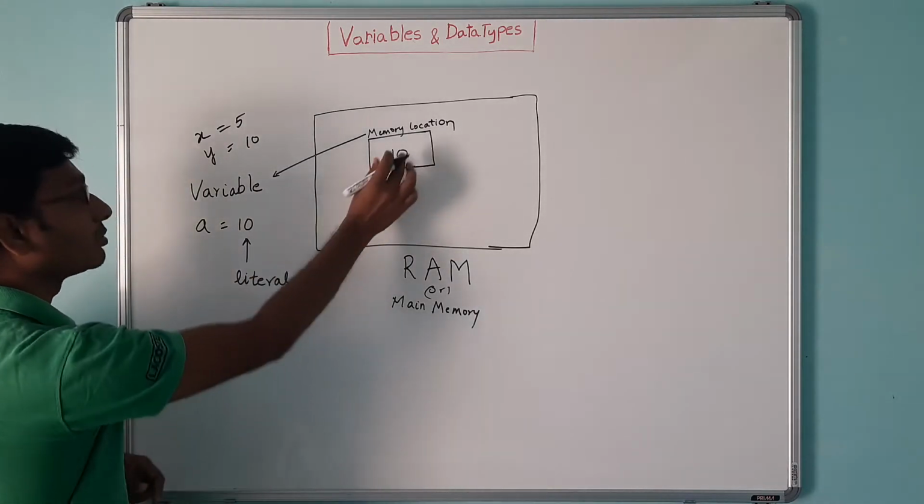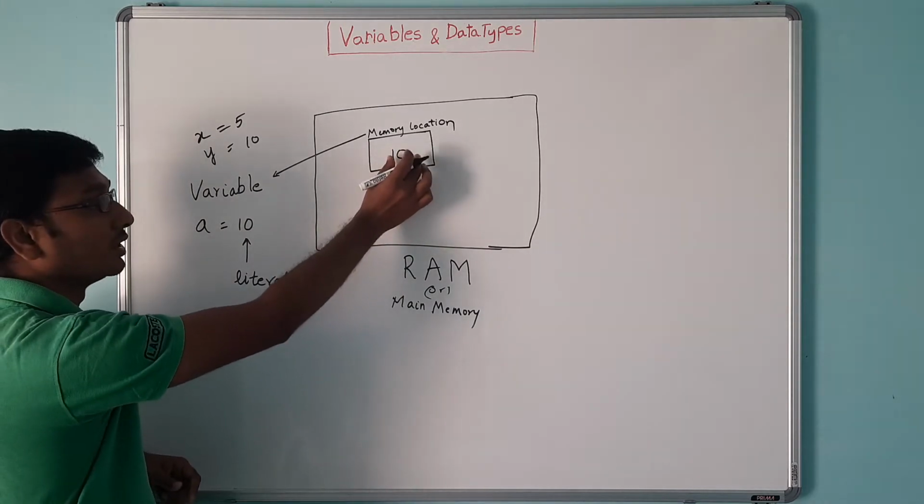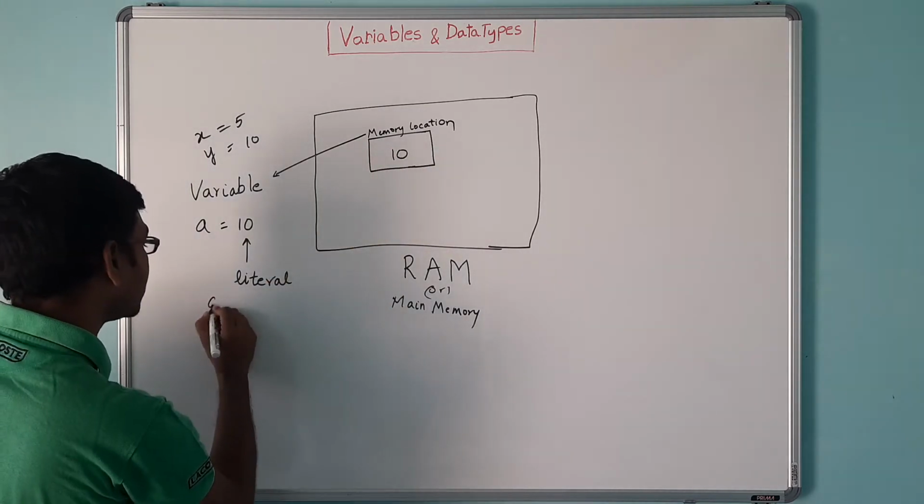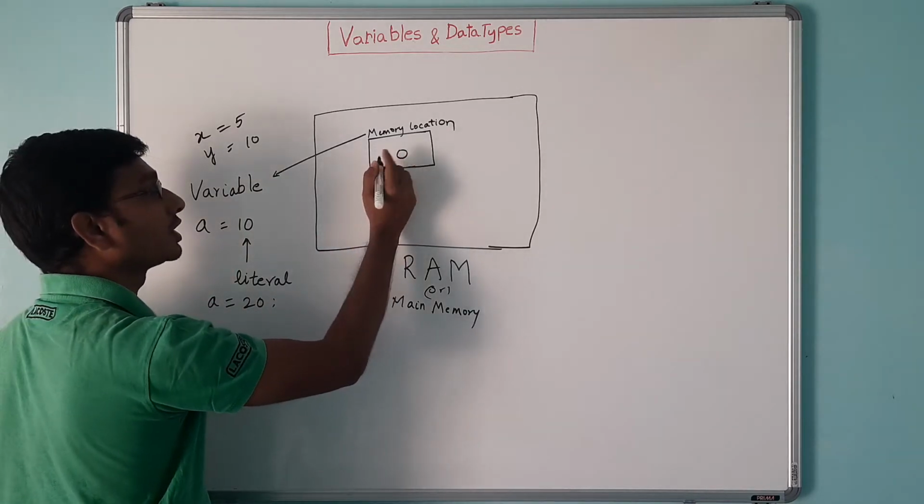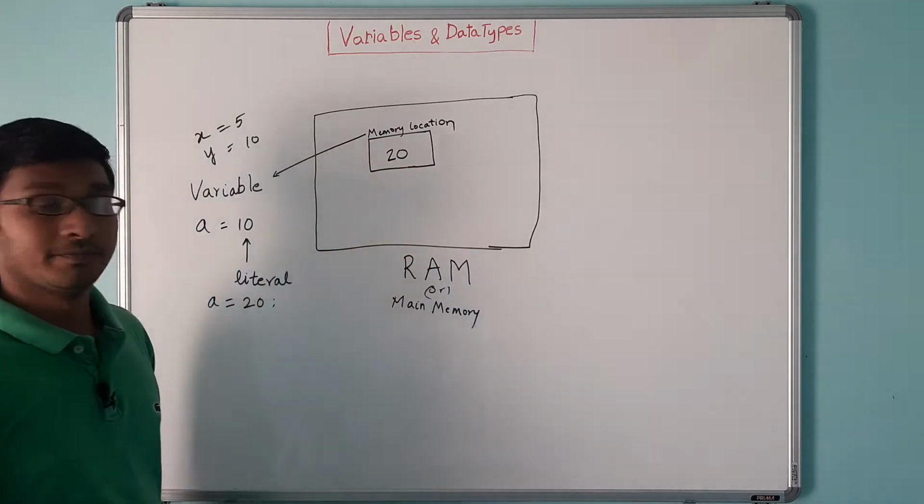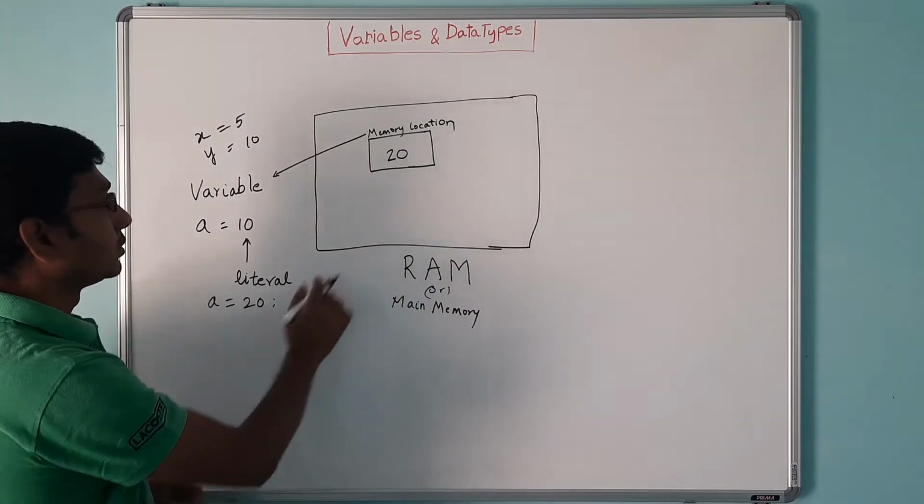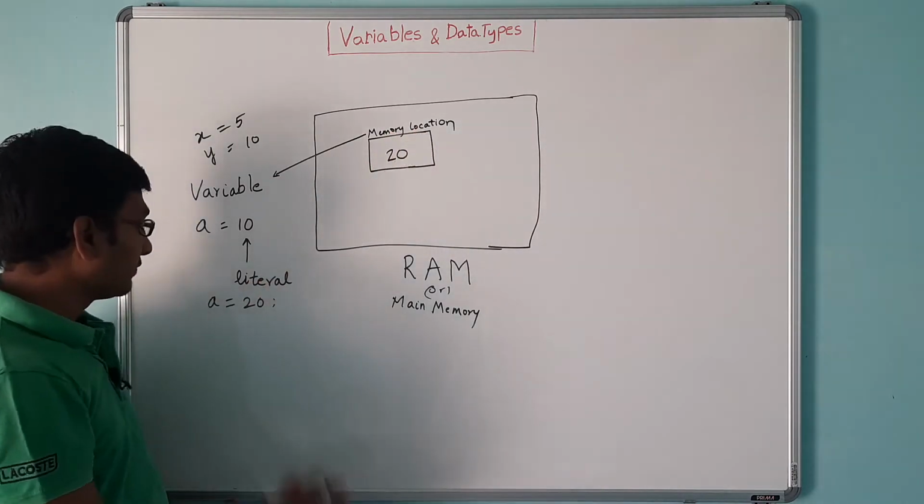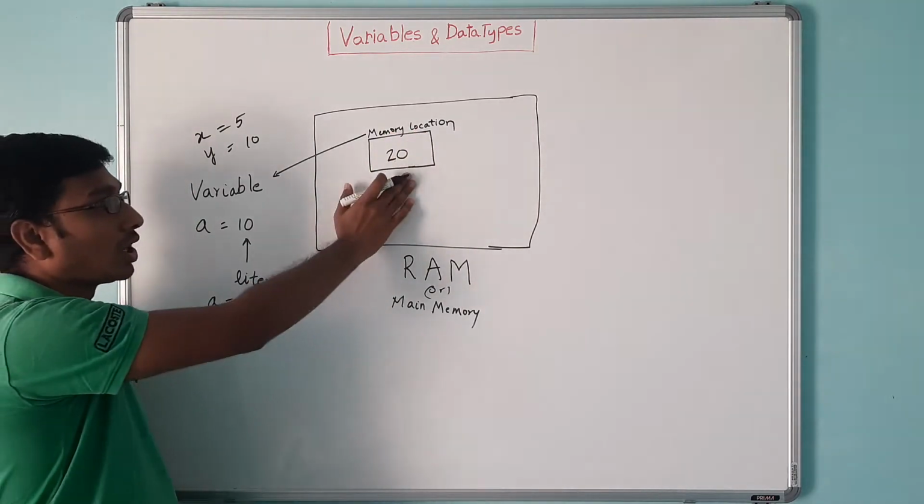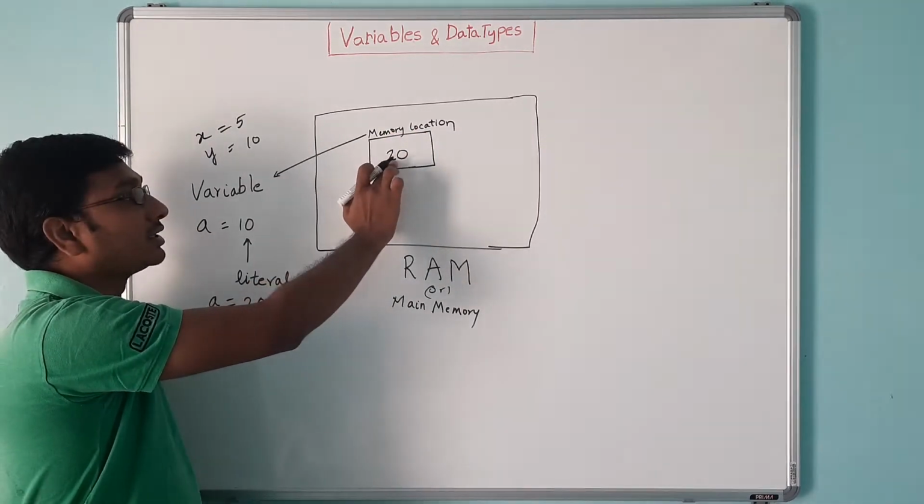And this value can be modified. Say I want to modify this value, I can just write it something like this. With this, the data gets modified. As a is a variable pointing to this memory location, whenever I want to access a, I always get the data inside it.